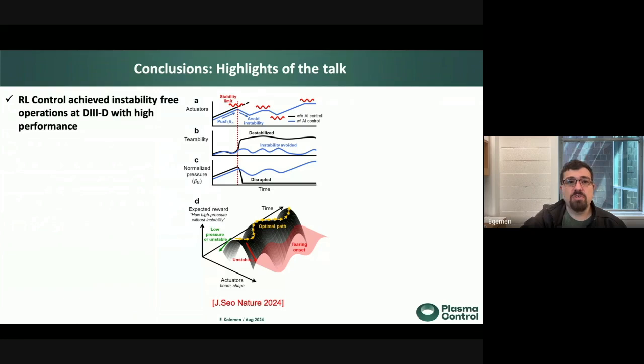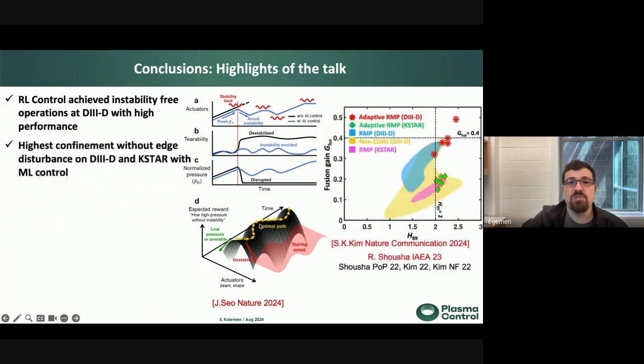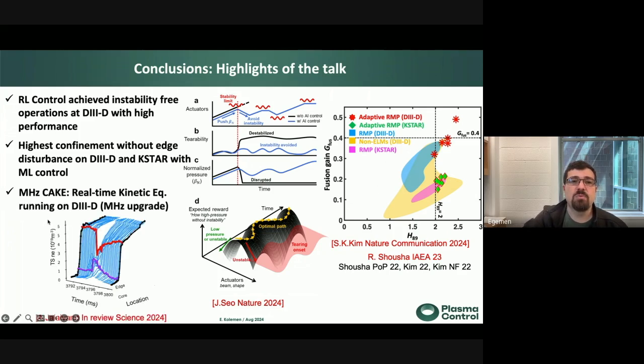And for conclusions, I showed you that we can use reinforcement learning to avoid instabilities and achieve high performance in fusion. We can achieve the highest confinement without instabilities using machine learning. We did this on multiple machines. It came out in Nature Communications. And we can do real-time, very high diagnostic recalculations. Basically, this is the diag to diag, doing multimodal super resolution.